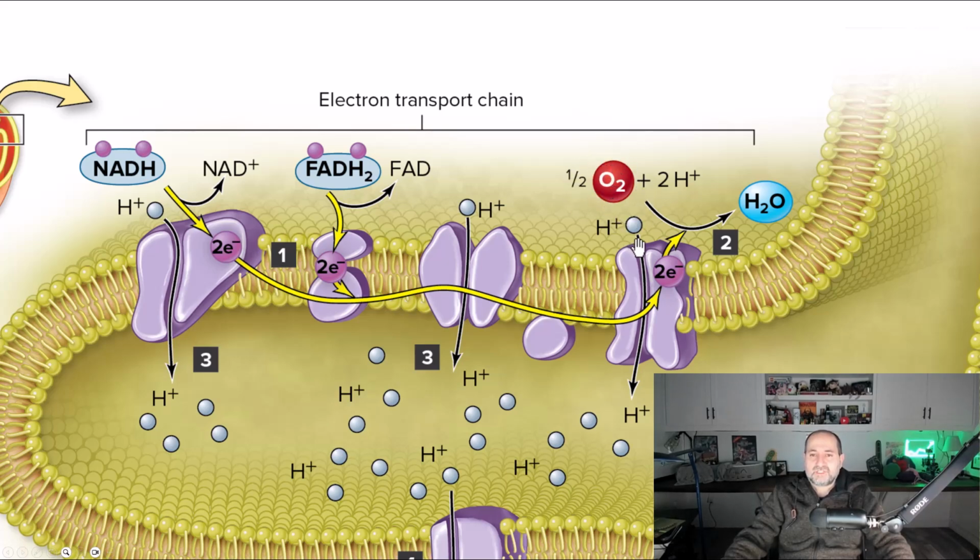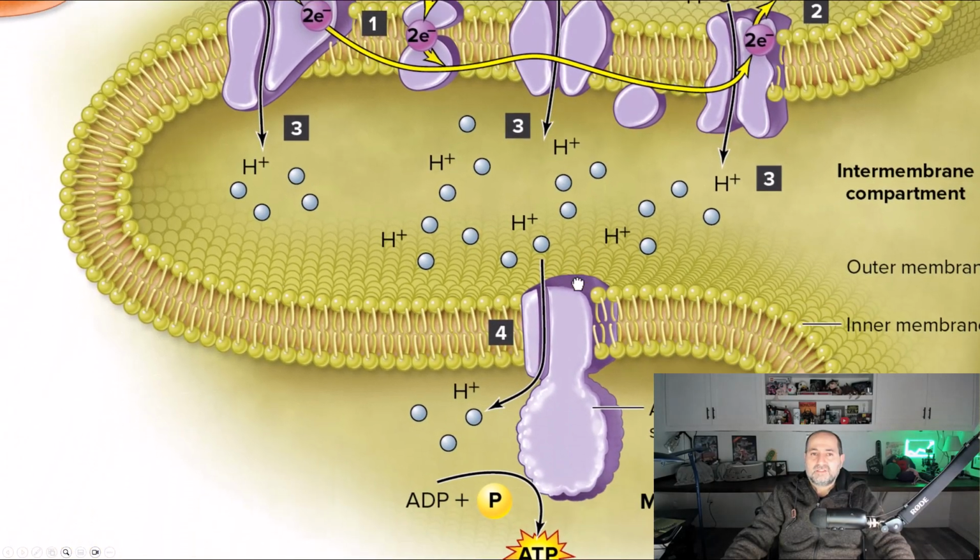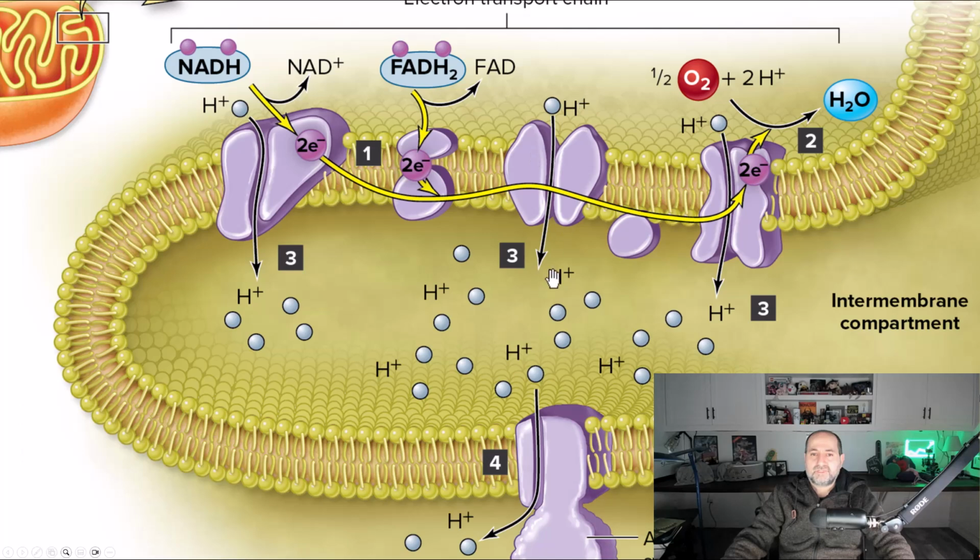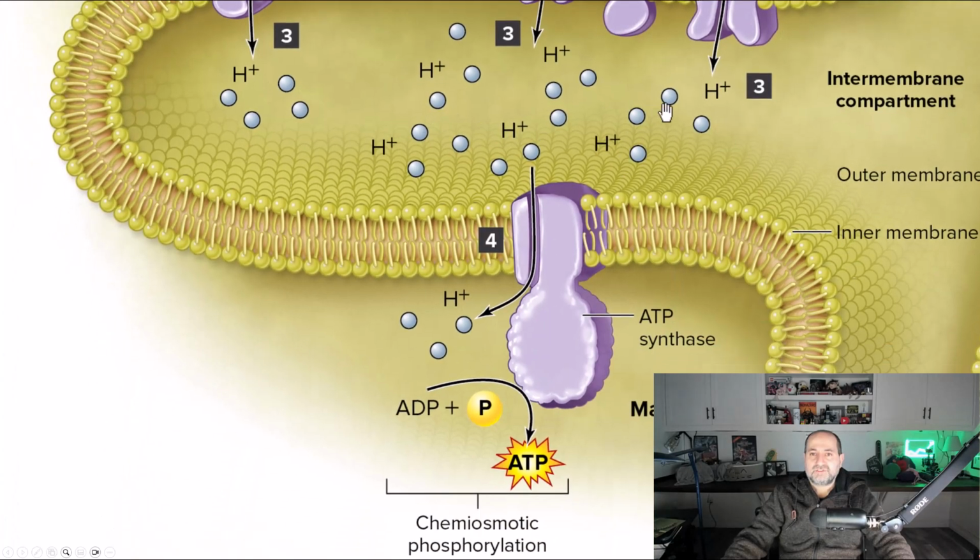When oxygen picks up those electrons, it becomes reduced to water. So water is a product. Oxygen is required for aerobic cellular respiration because oxygen picks up the electrons at complex 4 of the electron transport chain. And do you recall that results in protons being pumped into the intermembrane space?